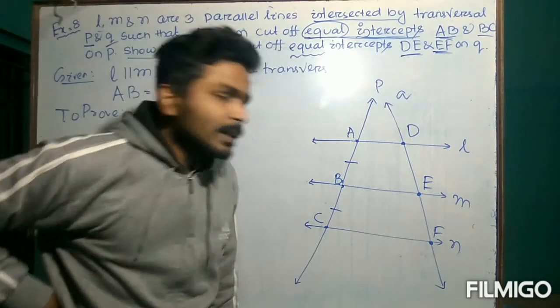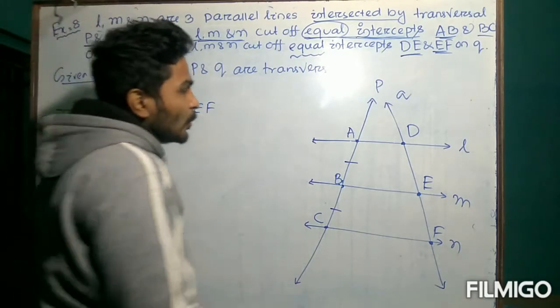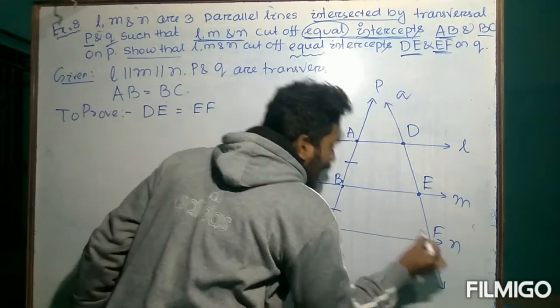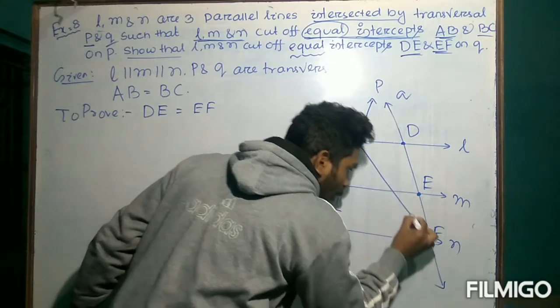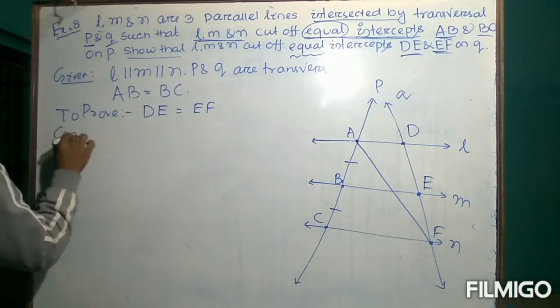We have to prove this. Clear? So let us prove it. In order to prove it, we have to construct something. What will we construct? We have to join the points A and F. Simply. So, construction.